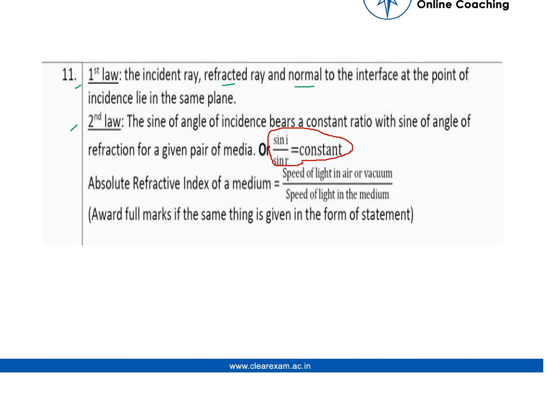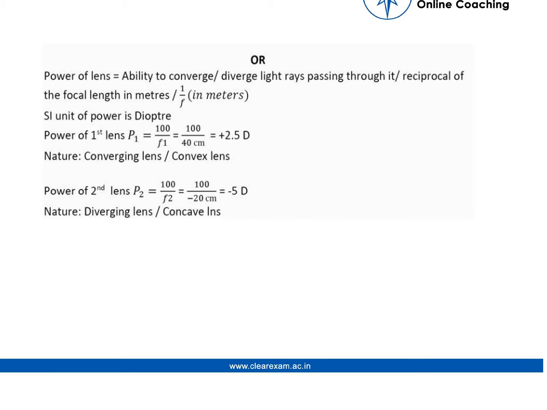Now let us move to the second. The second was: what is the power of a lens? Its definition. So power of a lens can be defined as its ability to converge or diverge light rays passing through the lens. Reciprocal of the focal length in meters, 1 upon f in meters.